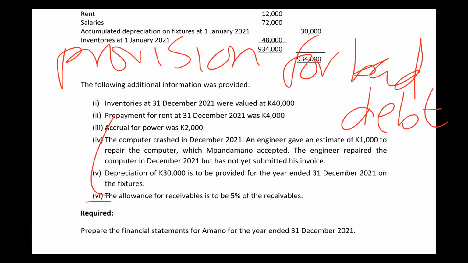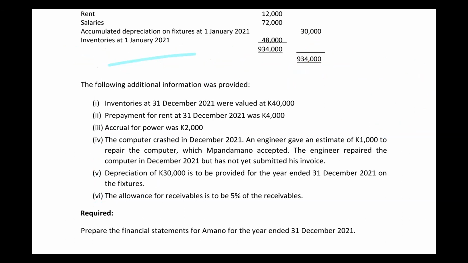Now listen, what we are given here as guidance is that the provision for bad debt or the allowance for receivables is just 5% of the receivables on a straight line method. Okay, it's just 5% of the receivables.